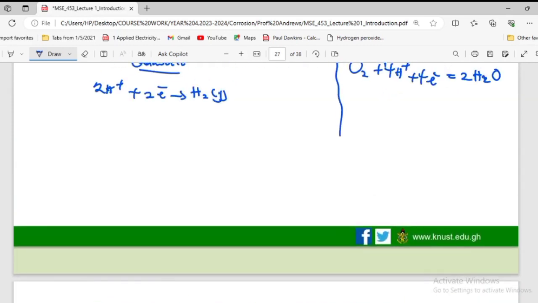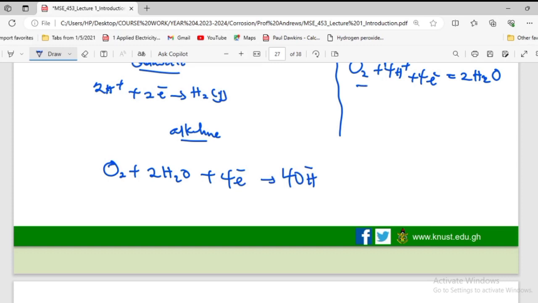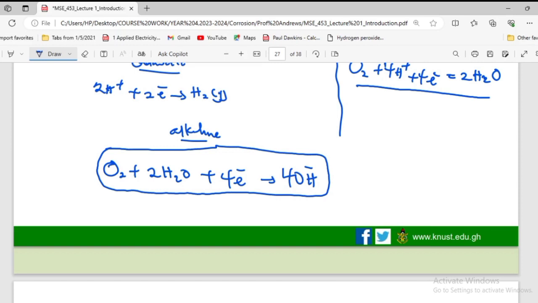Before we move on, we also have the alkaline, neutral or alkaline. So we are looking at alkaline. With alkaline, this is for acid. For alkaline, the cathodic reaction is going to involve O2 + 2H2O + 4e⁻, giving you 4OH⁻. Let's take note of that. So with the aerated acid medium, there's oxygen inside, and this is how it happens. And in aerated alkaline or neutral medium, we have this forming. Let's take note of these two. It's very important for this course.